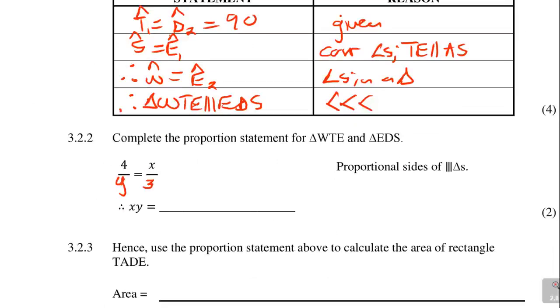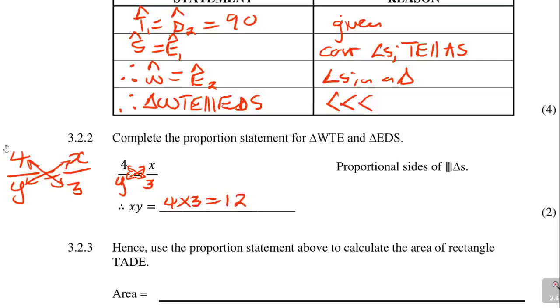And then xy, what do you do? You cross multiply. Let me write it in big numbers: 4 over y is equal to x over 3. Because of the equal sign, the 4 multiplies the 3, the x multiplies the y. So that's why xy is equal to what? 4 times 3, which is equal to 12.